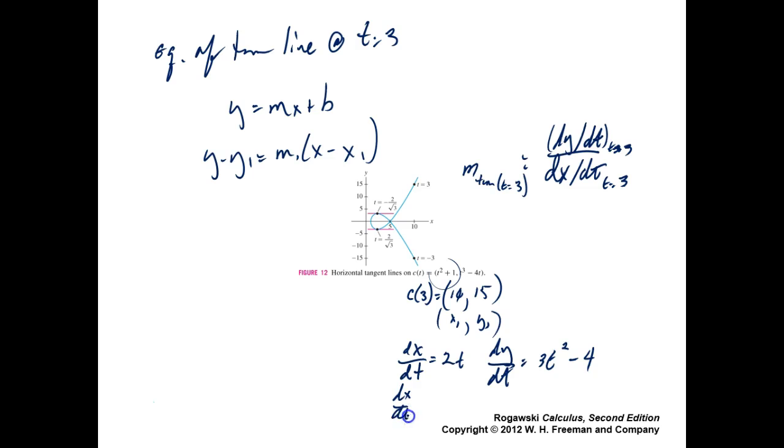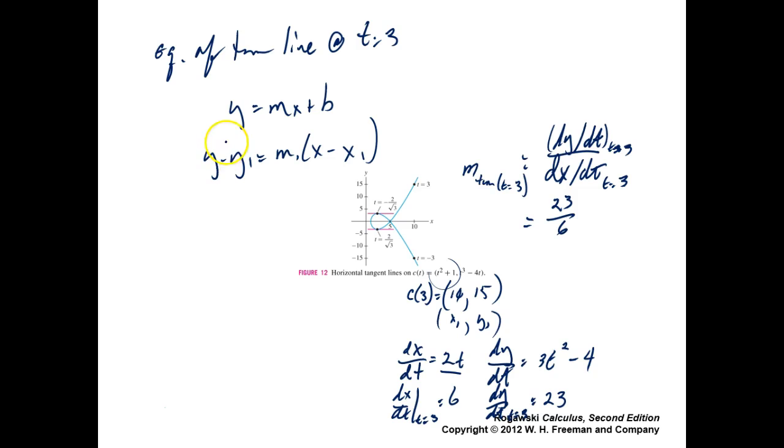dx/dt at t equal 3 would be 6. dy/dt at t equal 3 would be 23, you said? Okay, I think that's right. 3 times 9, 27 minus 4 is 23. So the slope here would be 23/6, which I can't reduce. Okay, it's just 23/6.